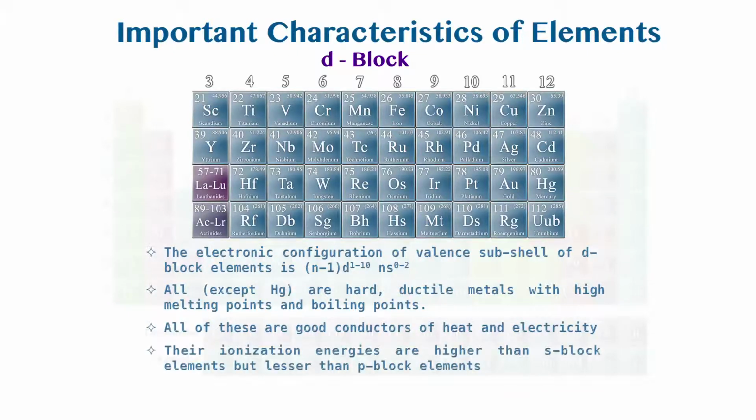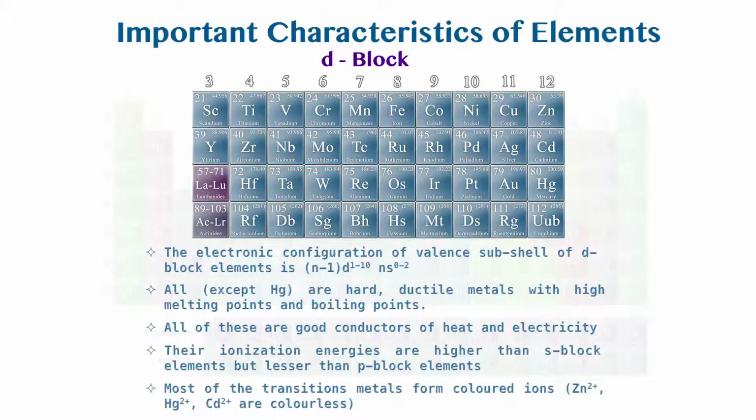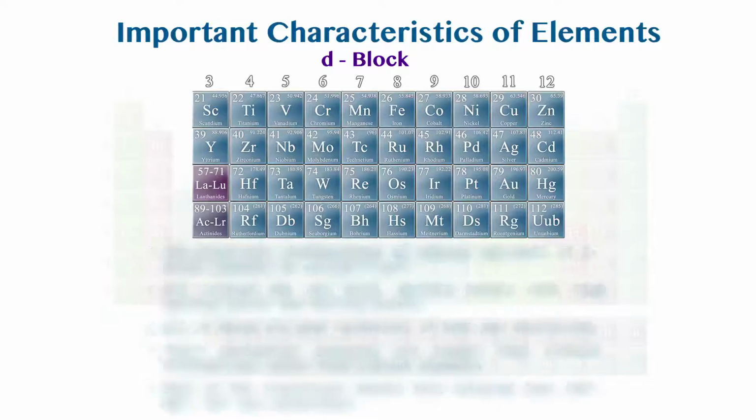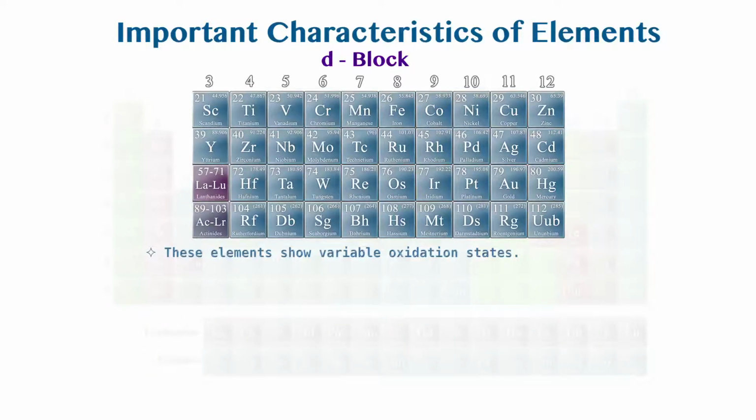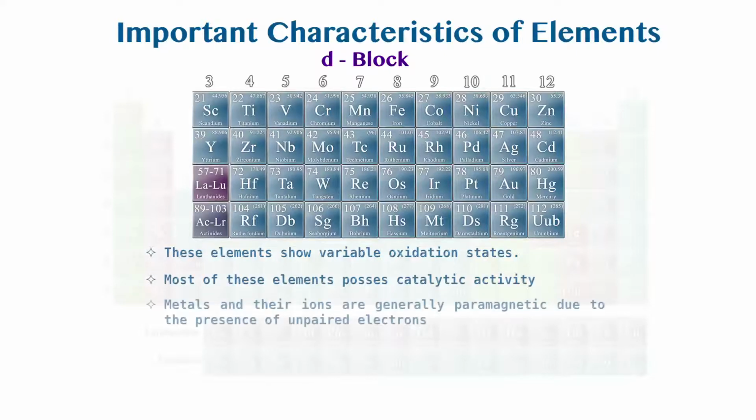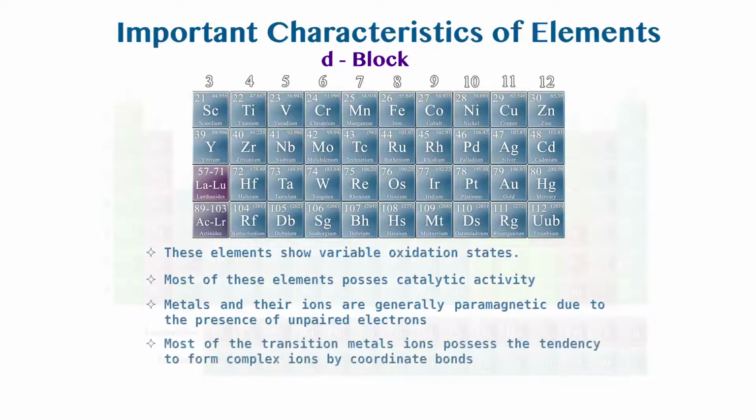The ionization energies of these elements are more than s block, less than p block elements, and most of the transition elements form colored ions. These elements show variable oxidation states. These elements possess catalytic activity, and the metals and ions are generally paramagnetic due to the presence of unpaired electrons. Most of the transition metal ions have the tendency to form complex ions by coordinate bonds, and most of these metals form alloys.